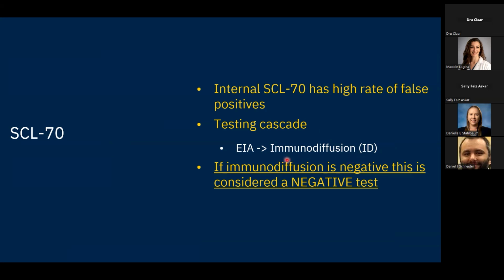So really you want to wait for this immunodiffusion to come back before you decide that the SCL70 is positive, and it will show up sequentially over the course of about 3 weeks. If the immunodiffusion is negative, but your initial ENA was positive or this EIA was positive, then we would consider this a negative test and not consistent with a SCL70 or scleroderma antibody.